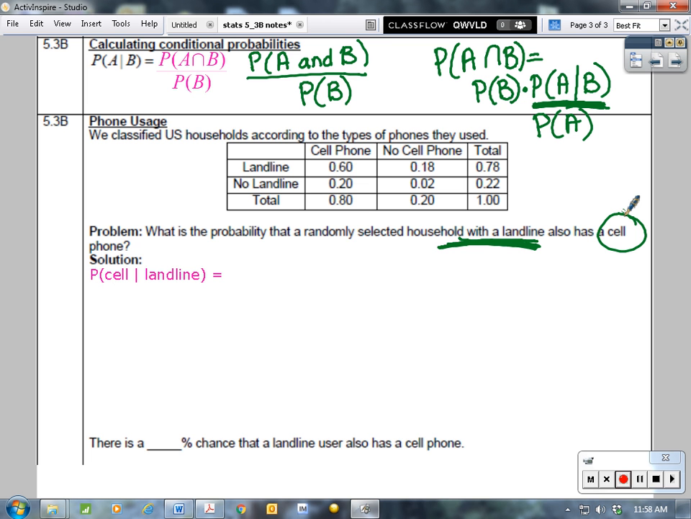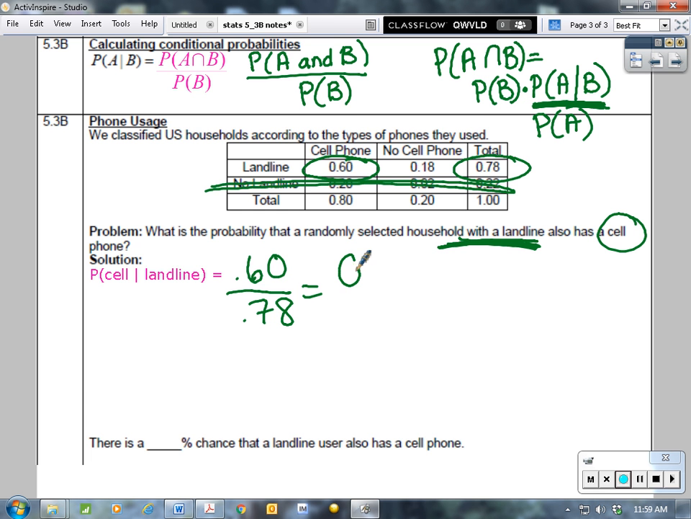So I know they have a landline, so I get rid of no landline. And what's the probability that they have a cell phone? So here's my cell phone out of my total landline. And we talked about this in class the other day, but it's a good idea to have this in your notes just to remind you. Which is about a 77% chance that a landline user also has a cell phone.